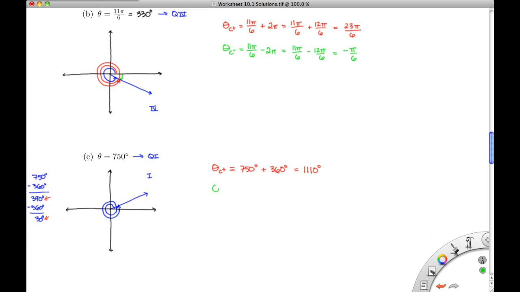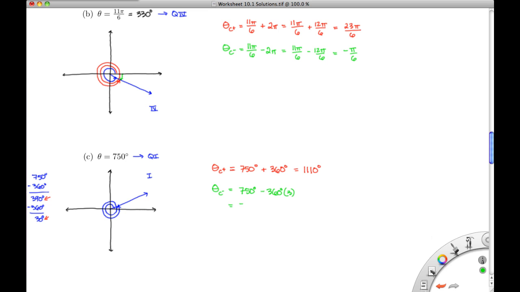And then to do a negative coterminal angle, we'd take the 750. Now notice, just subtracting 360 is not going to get us there. We're going to have to back off more than 2 rotations here. So one way to do this is I'm going to subtract 3 rotations from 750, and that should give us a negative one. So I'm going to subtract 360 degrees times 3.